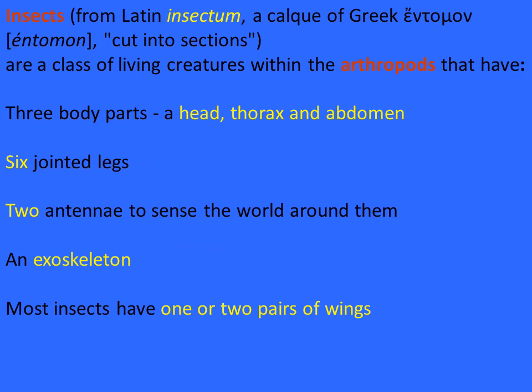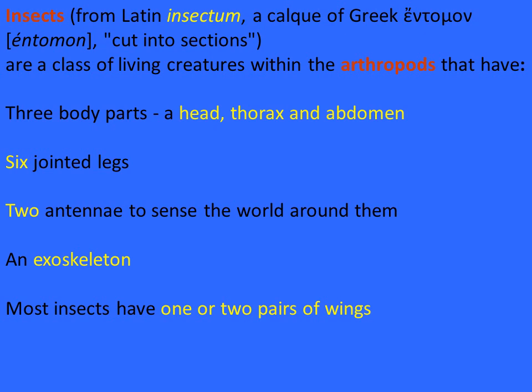Insects, the word has been derived from a Latin word insectum, and it's another word from the Greek, entomon, which means cut into sections. These are a class of living creatures within the arthropods that have the body divided into three parts, that is head, thorax and abdomen, comprised of six jointed legs as already told earlier.